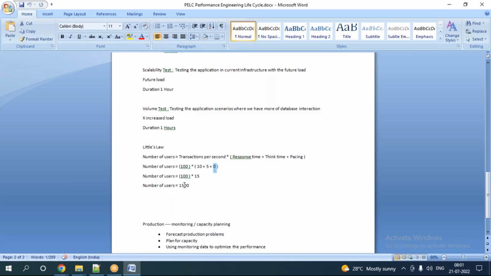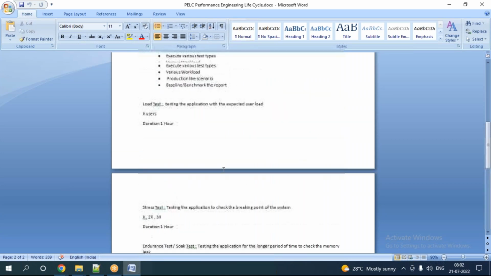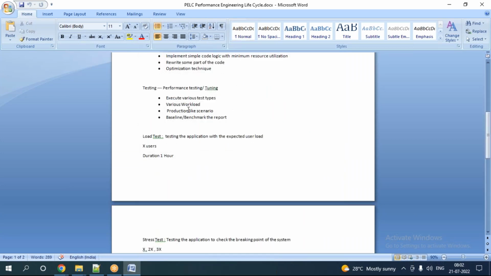And with that calculation, it is saying we have to use 1500 users to achieve the throughput of 100. So this is actually the Little's law formula, right? So try to use this whenever you want to get clarity on your workload. Okay. And then production-like scenario, that is very important.